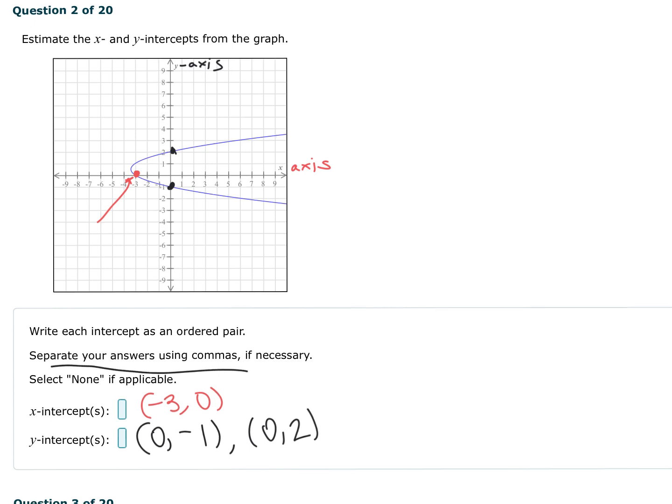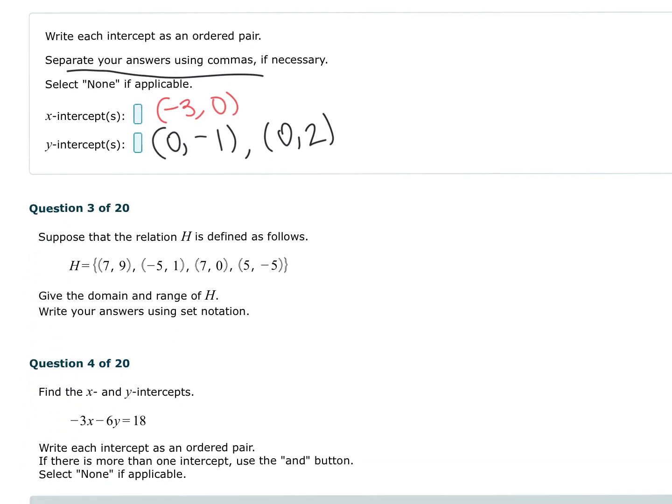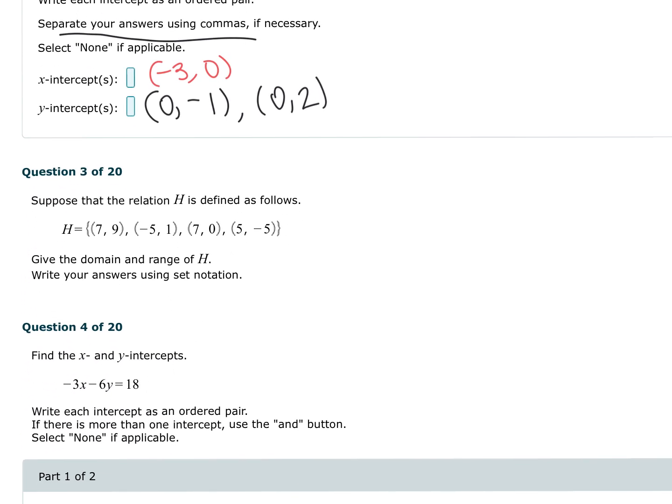Okay, let's try number 3. Number 3 says, suppose that the relation H is defined as the following. We've got a list of ordered pairs. It's asking us to give the domain and range of H. This is a two-part question. I'll start with the domain, and they are asking us to use set notation, which is totally fine.